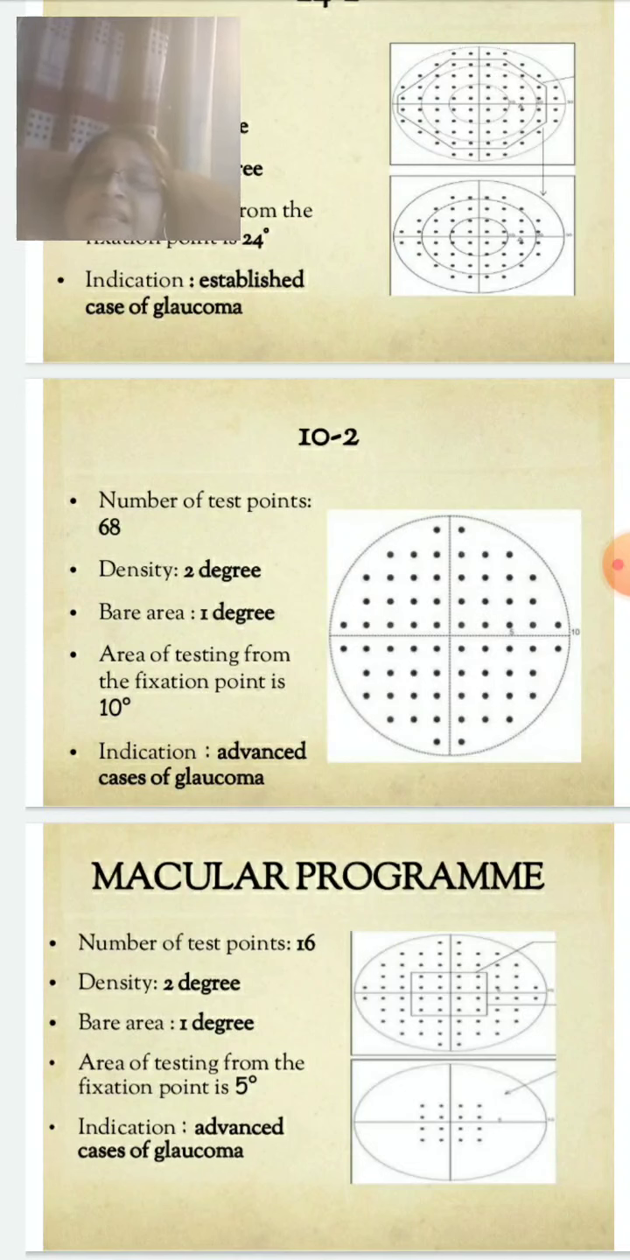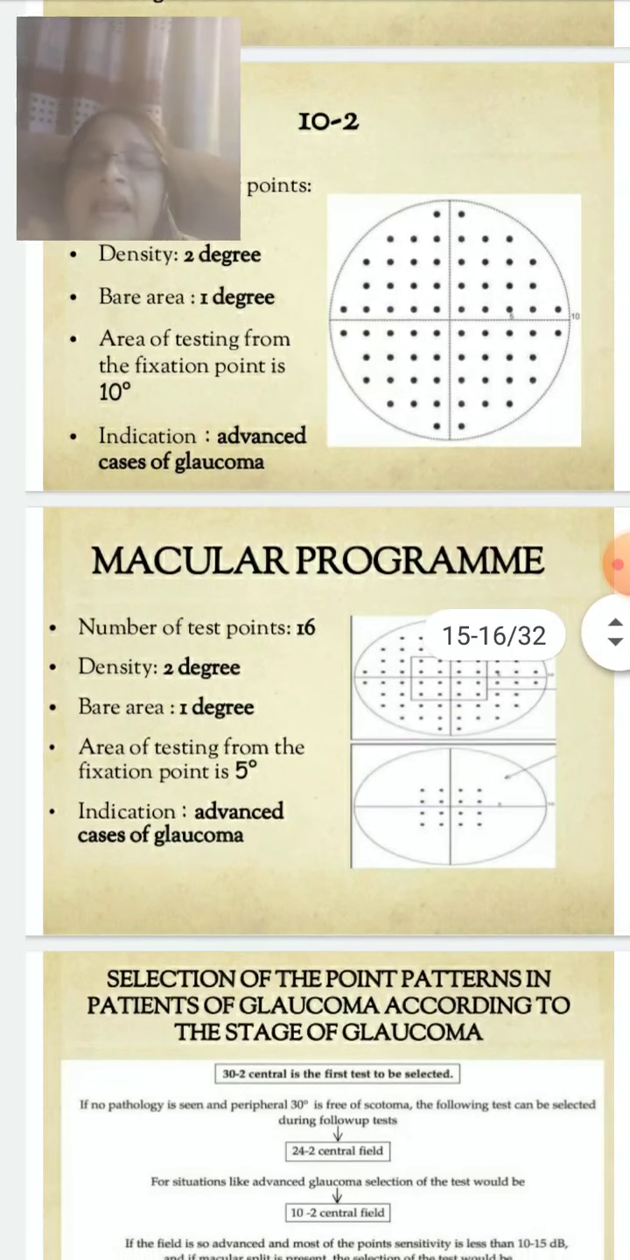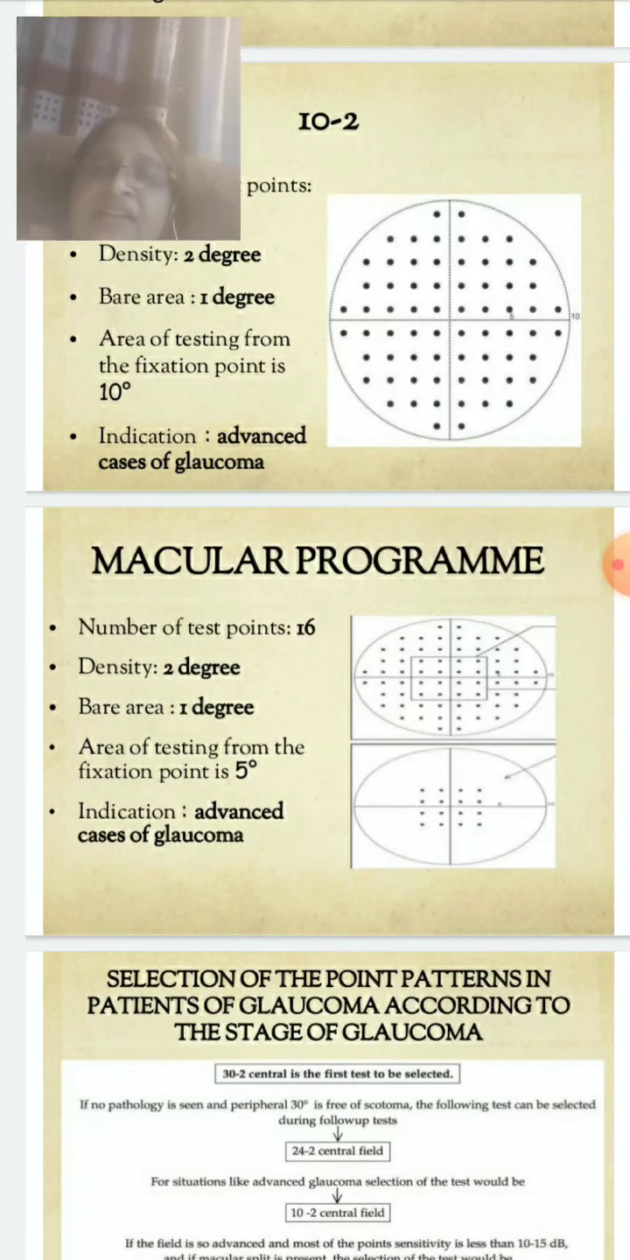These are 68 points examinations with the density of 2 degree and a bare area of 1 degree. And mainly done in case of advanced case of glaucoma. If in this case also the central 5 degree is affected, then we go for a macular program. In this, 16 points are tested with a density of 2 degree and a bare area of 1 degree.